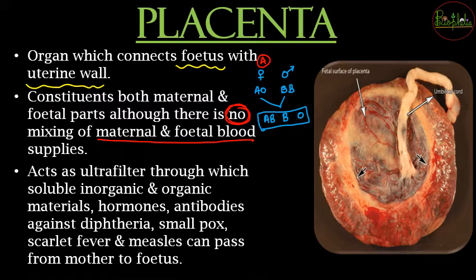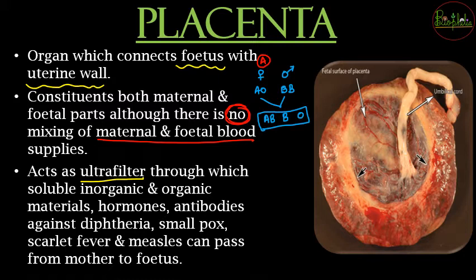So since the other blood groups cannot be given to other people, then how can the fetal and the maternal blood get mixed? So for that reason you need to understand that there is no mixing of the maternal and the fetal blood. Now what is the placenta going to act like? It is going to act like an ultra filter. So it is an ultra filter where the blood from both sides will come and it is going to get filtered with the help of diffusion.